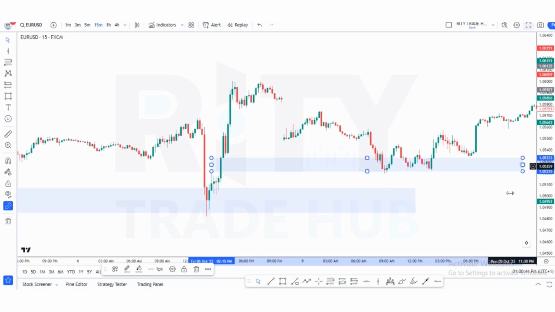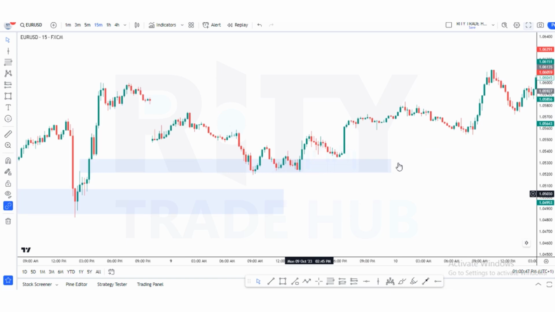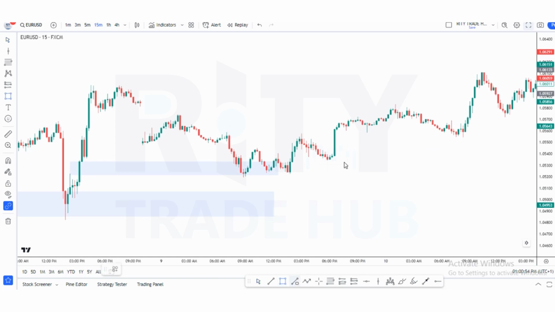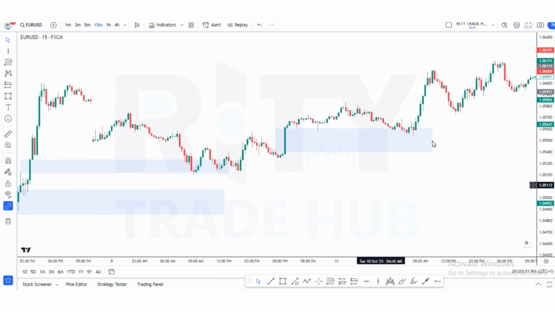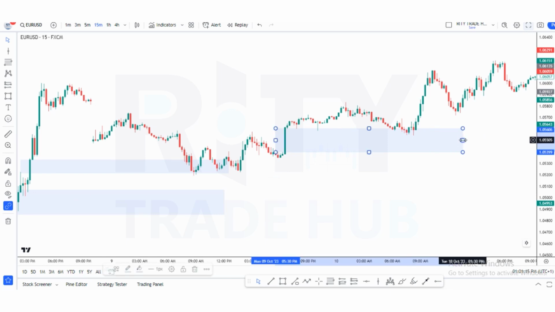So moving on, we have another imbalance created right here. If you can see clearly, you would be able to see it. Right here we have a clear imbalance sitting around this zone. You see there is a fair value gap around here. This is the low of the candle, and then we have the high of the third candle right here. And what happened? Price did mitigate our zone right here and pushed higher.